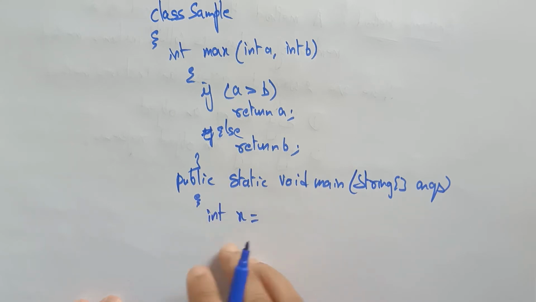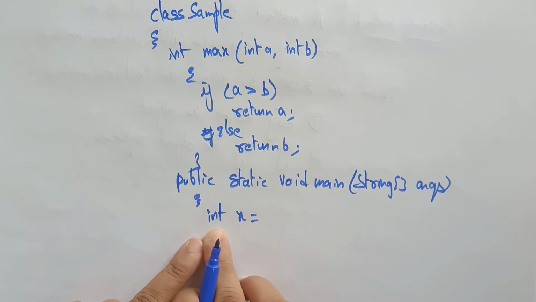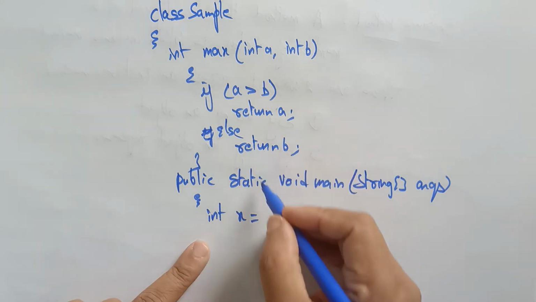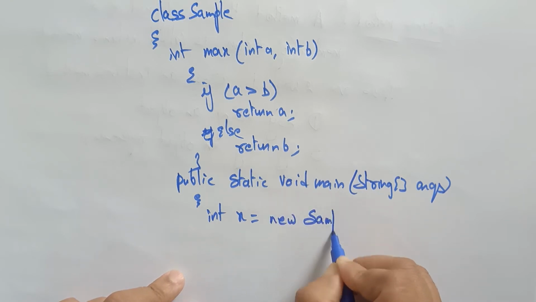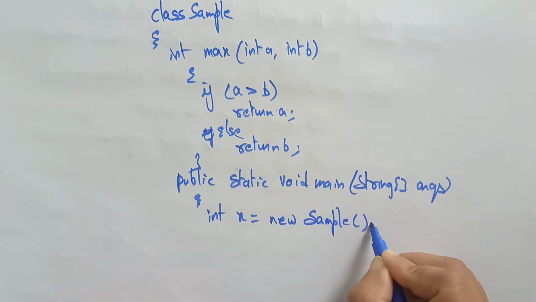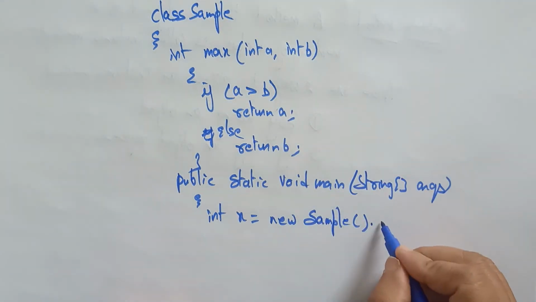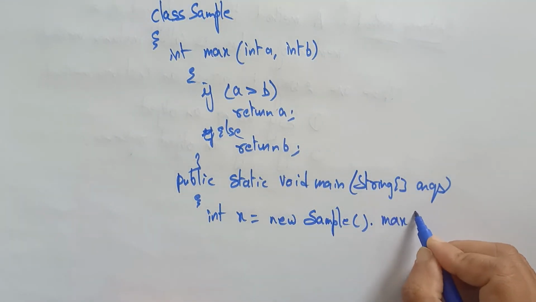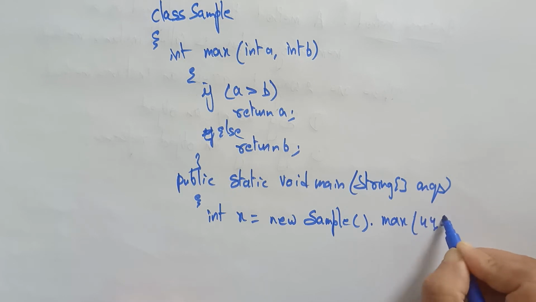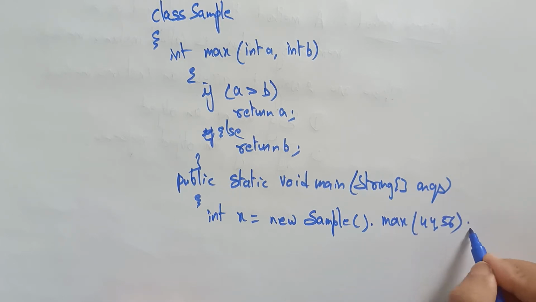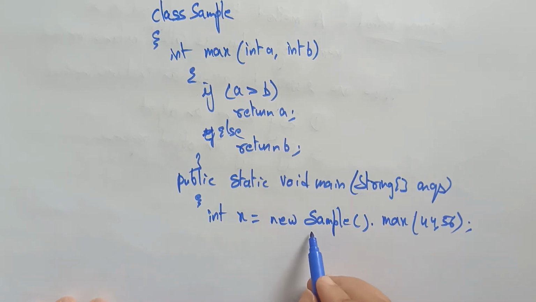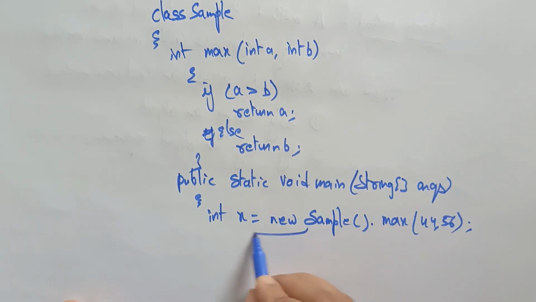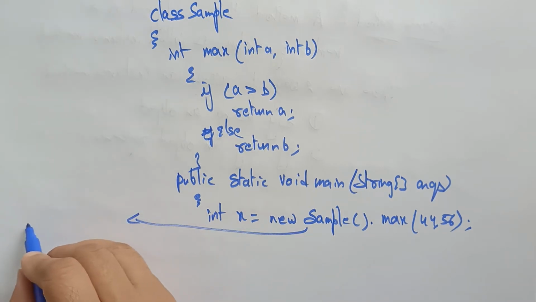Now, int x is equal to, I am taking int x because a return type is there. Int x is equal to new Sample, Sample is my class name, dot, I am accessing the instance method, 44 comma 56. So what type of accessing is this? It is by using an object.